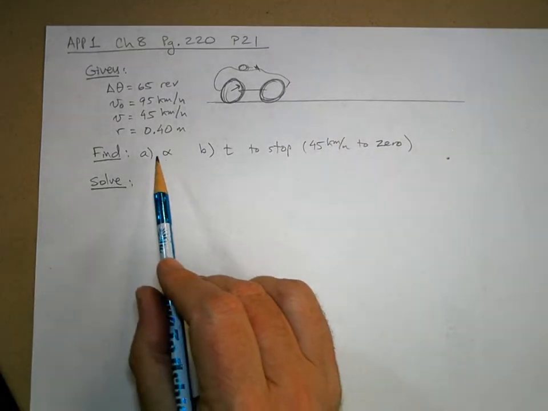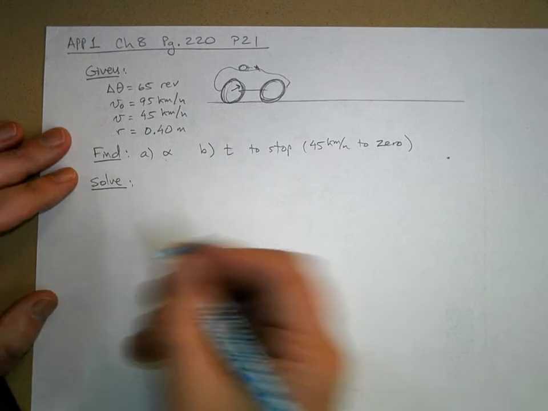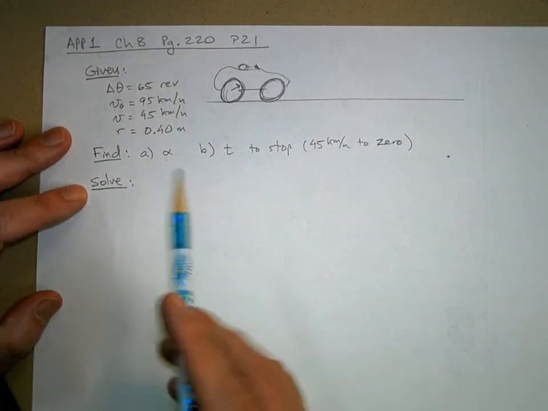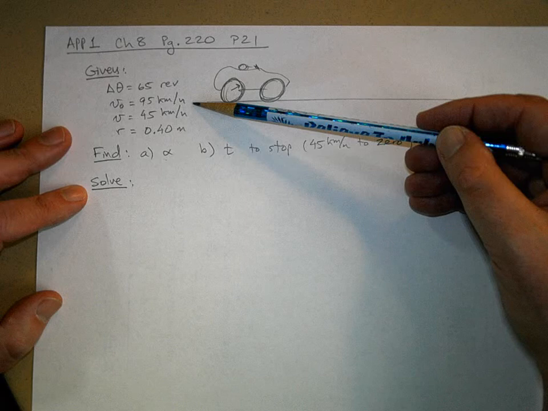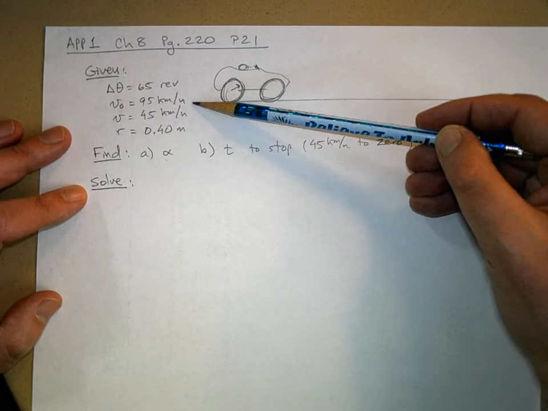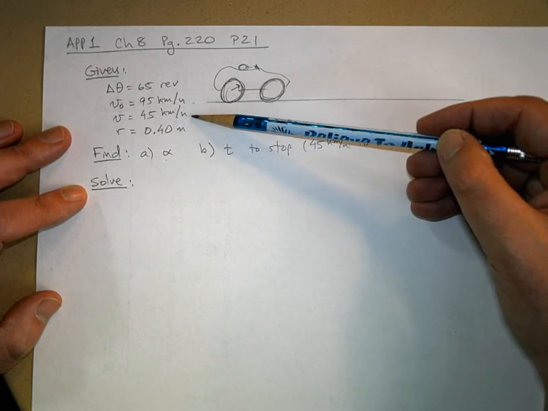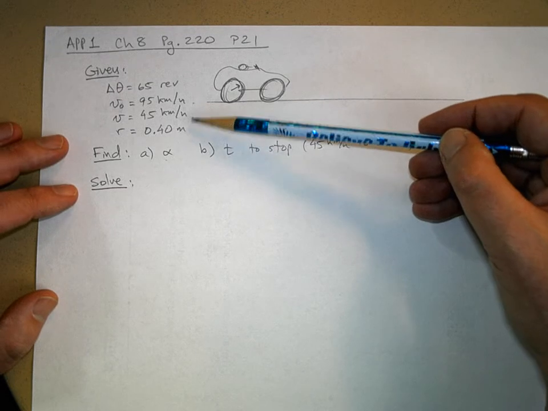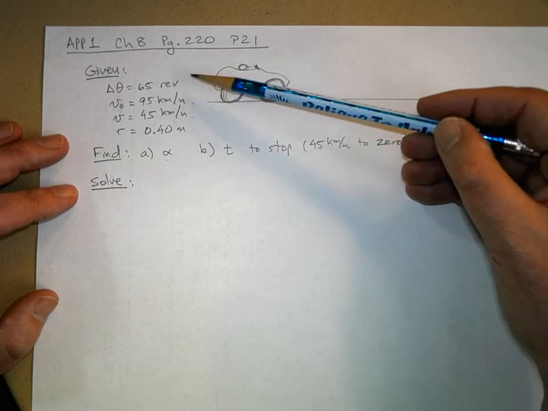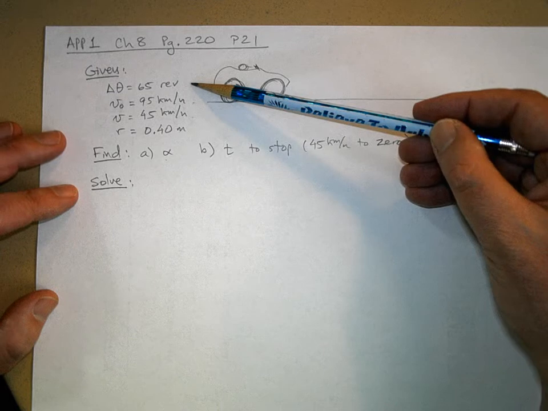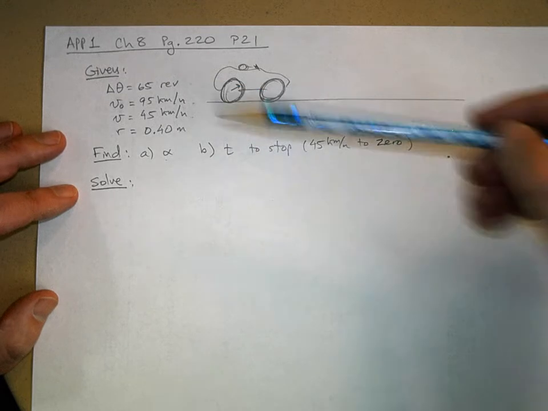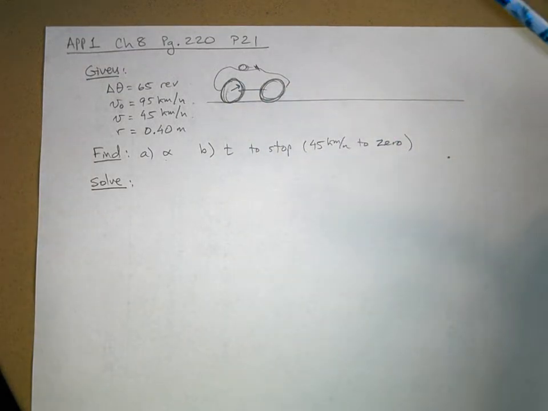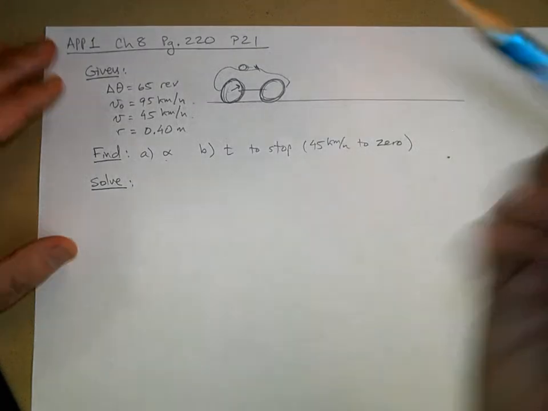I want to know what the angular acceleration is. Well, let's see. From the initial velocity, I can figure out the initial angular velocity. From the final velocity, I can figure out the final angular velocity. I know the radius, and I know delta theta. Now, I don't know time, and I'm not given time. So I'm going to use the kinematic equation that doesn't have time in it to solve for angular acceleration.